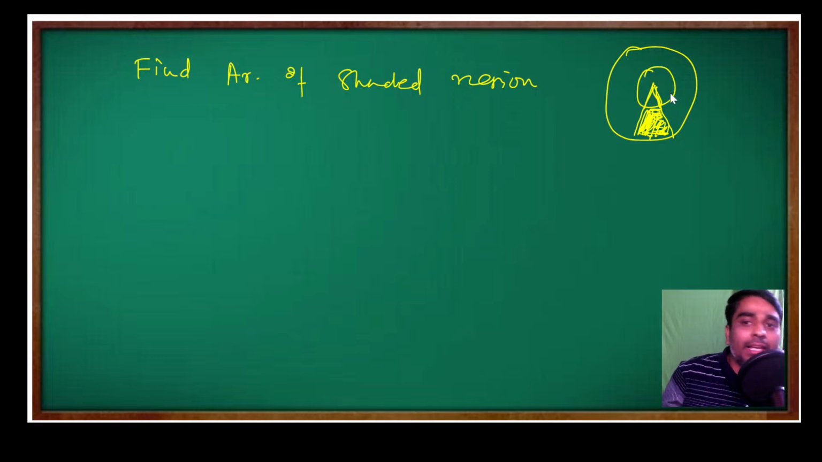Okay. Here the angle is 60 degree. Inside here 60 degree angle is. Radii of the circles are 2 and 5. Radii are 2 centimeter, 5 centimeter. Find the area of the shaded region.